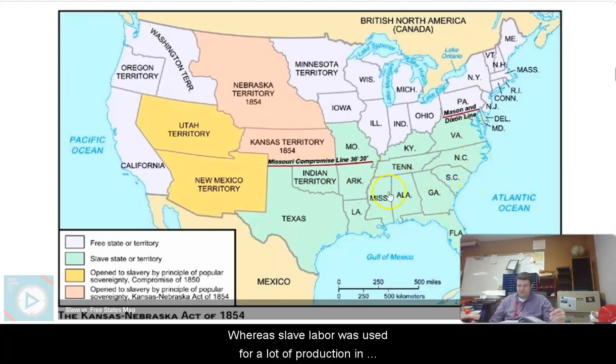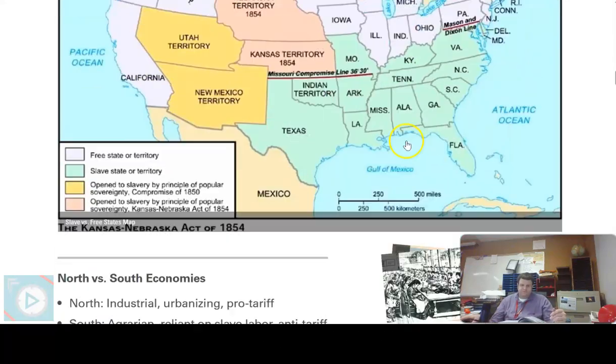Whereas slave labor was used for a lot of production in the South, in the North, industrial production required lots of factory workers. As a result, many immigrants coming to the United States would go north because that's where the jobs were.